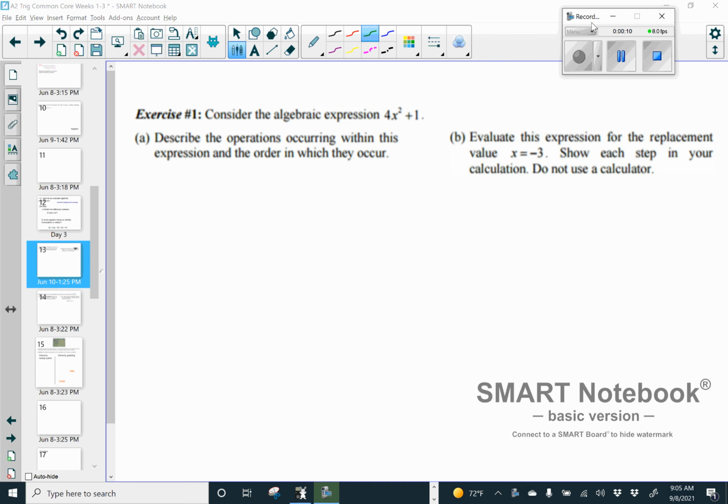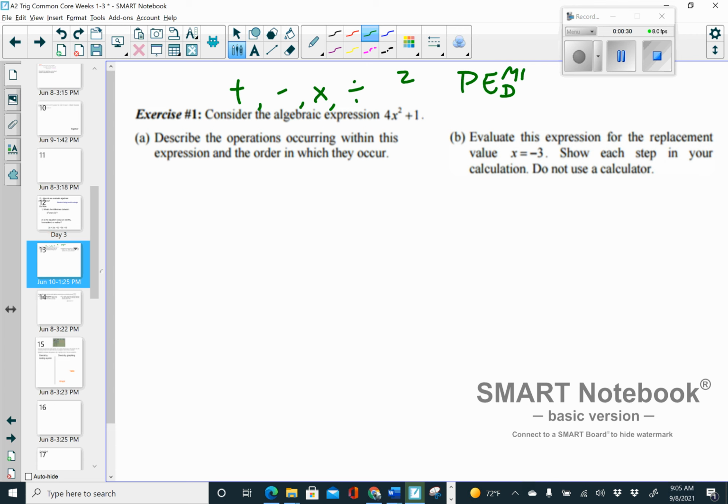So consider the algebraic expression 4x squared plus 1. Describe the operations occurring within this expression. So operations meaning like adding, subtracting, multiplying, dividing, squaring, right? Anything that PEMDAS tells you to do.